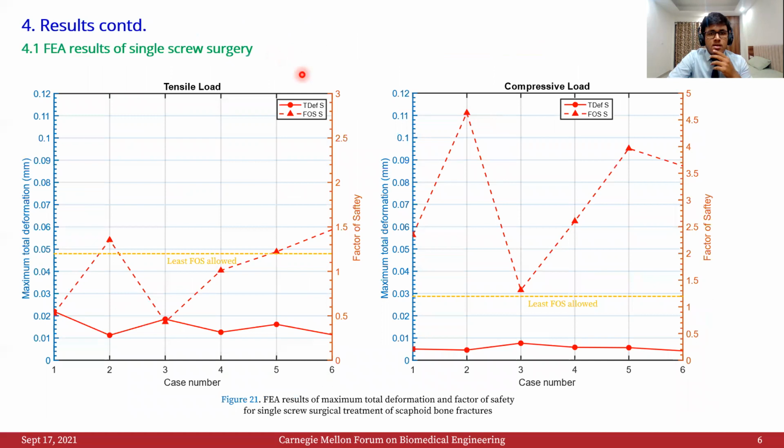Moving towards the results, you can see the graph. The graph is formed between the total deformation, factor of safety, and the case number. We have shown you 2 graphs for the tensile loading and the compressive loading. This is the results for the single screw surgery.